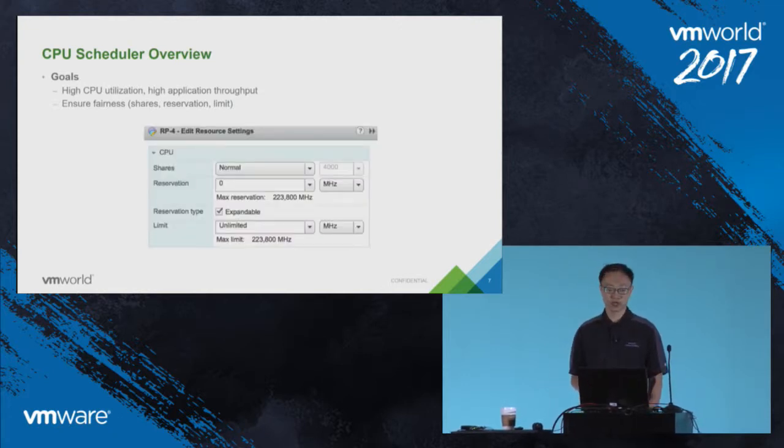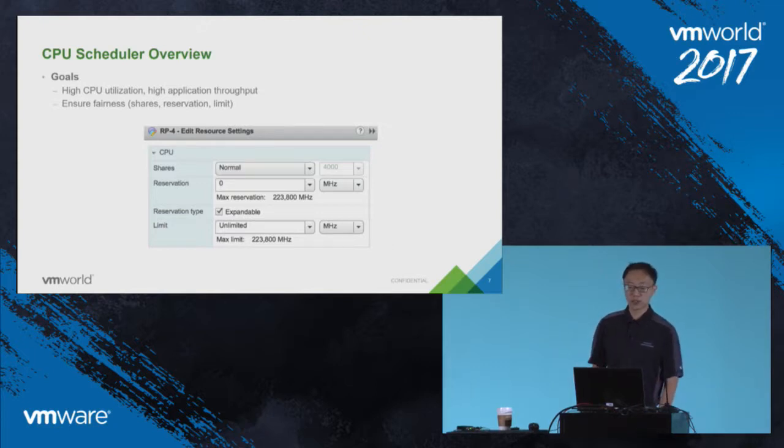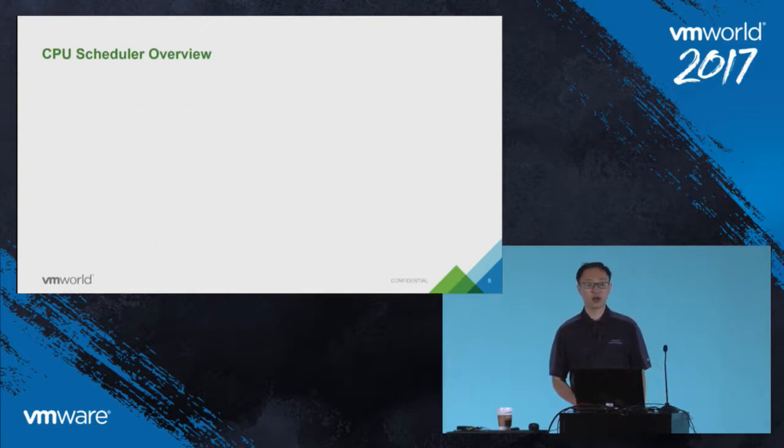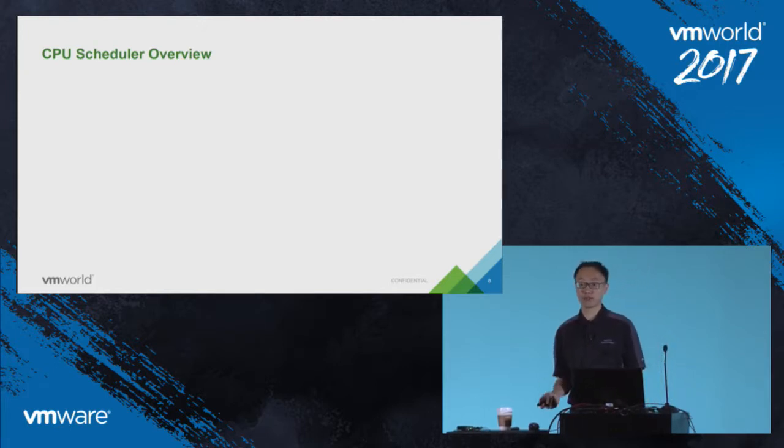So this is a typical screen. You'll see how you configure CPU resource settings, right? You specify share, you specify reservation, you specify limit. This applies to your VM or resource pool in general. And the scheduler takes these inputs into consideration. As an output, we dispatch workloads onto different CPUs. So the scheduling question can be answered by when to run which workload and on what CPU.